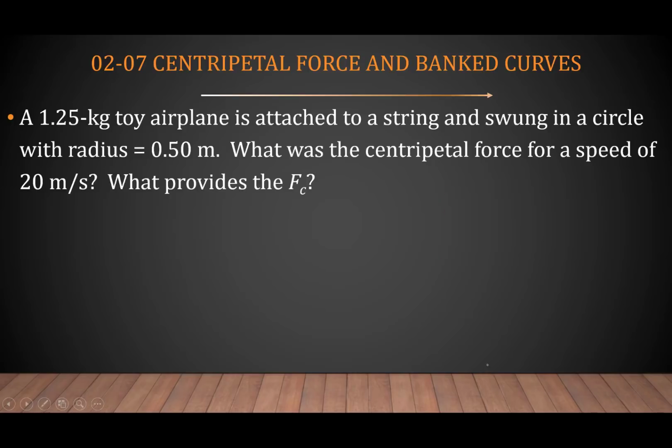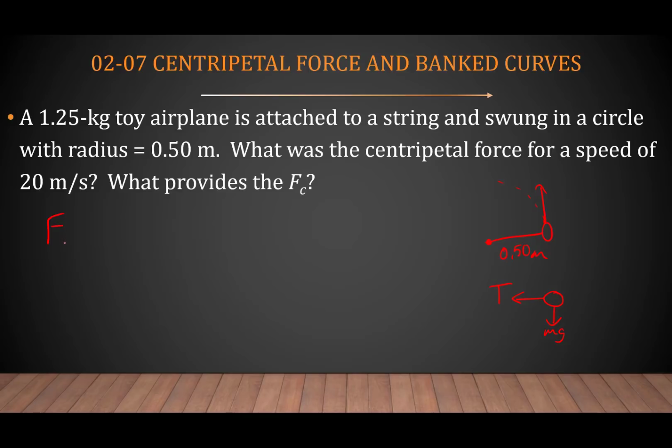A 1.25 kilogram toy airplane is attached to a string and swung in a circle with radius 0.50 meters. What is the centripetal force for a speed of 20 meters per second, and what provides the centripetal force? So we have an object being swung around in a circle of radius 0.50 meters. We need to find the centripetal force and what provides it. The only force acting on our plane in the horizontal direction is the tension. There's also going to be some mg pulling down, but our tension is the centripetal force.